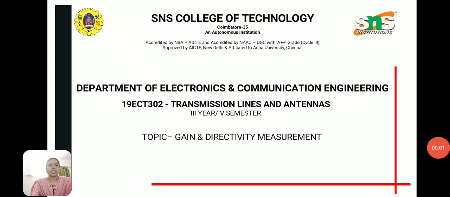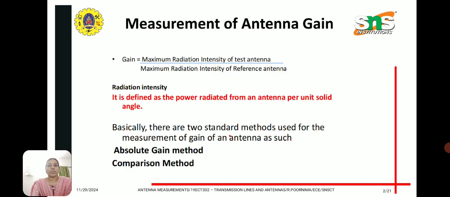Welcome to the video lecture on the subject transmission lines and antennas. So in this lecture we are going to discuss gain and directivity measurement.